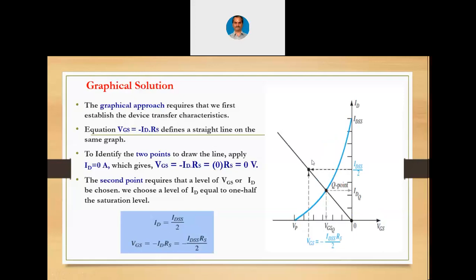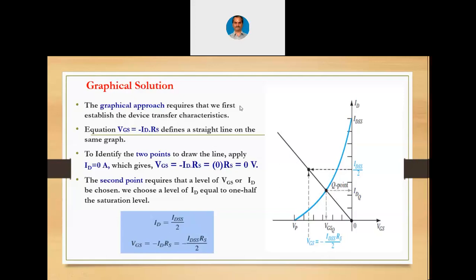Look at this. If you mark this IDSS by 2, IDSS by 2 will correspond to this VGS equals minus IDSS into RS by 2. Now that point and this point that is coming here. Now join this point with the origin here. It will cut through the transfer curve and you will get the Q point here. That Q point's coordinates you can easily find out as VGSQ and IDQ. Now once you find out this IDQ, you can substitute it in all the expressions which we had derived in the previous slide and you can find out VDSQ. That way the graphical solution is obtained.